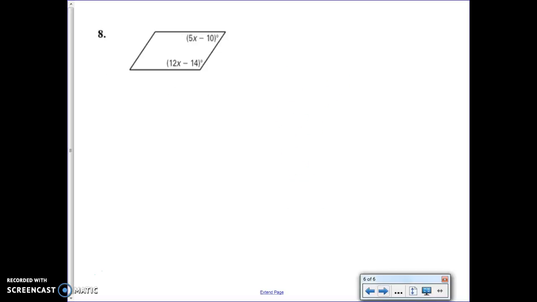For this last one, how would we make that a parallelogram? Well, we would know that opposite sides or opposite angles are congruent to each other. But we also know if it's a parallelogram that consecutive angles are supplementary to each other. So then 5x minus 10 plus 12x minus 14 would equal 180.